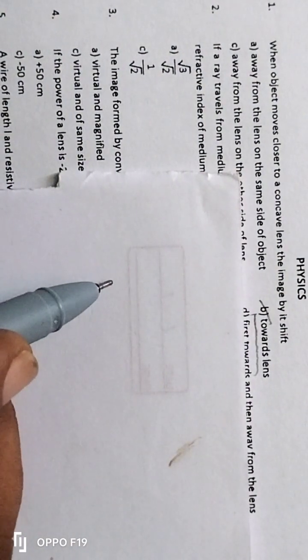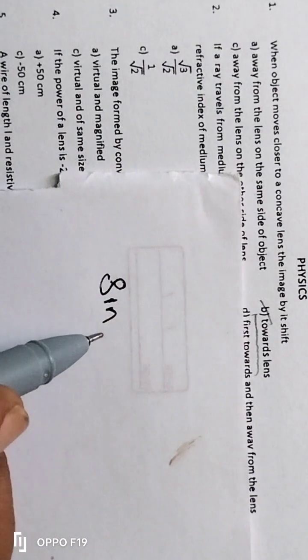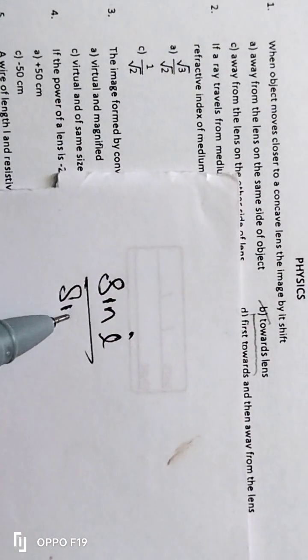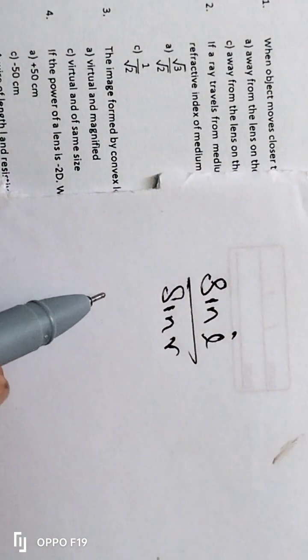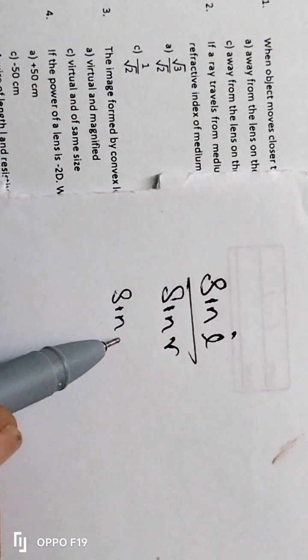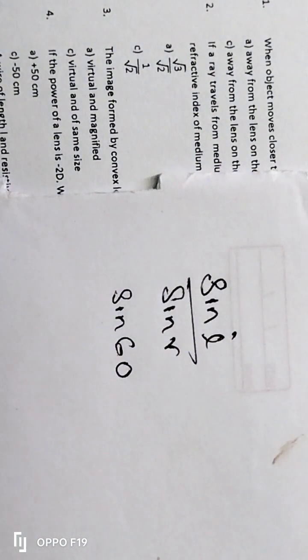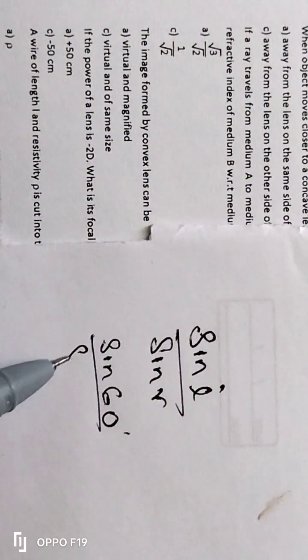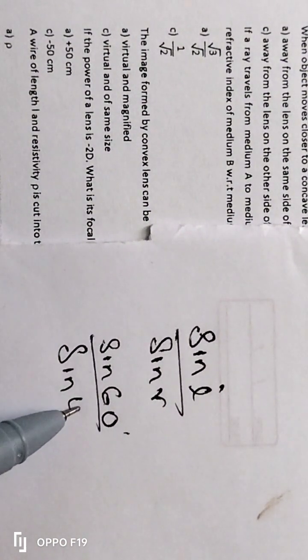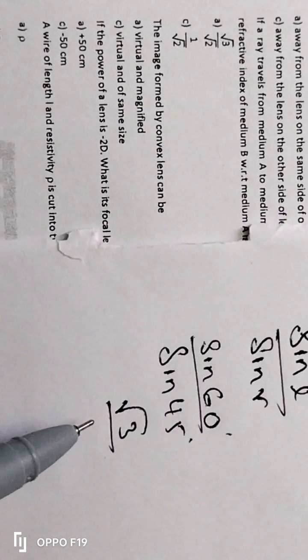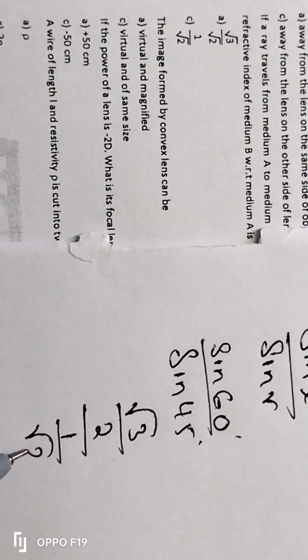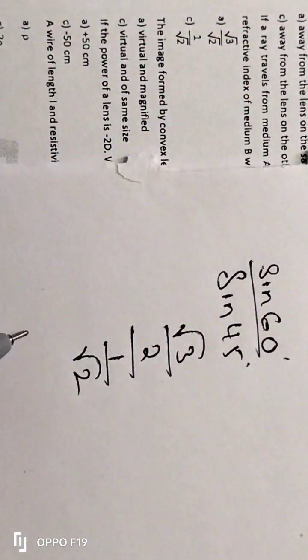According to the second law of refraction, sin i divided by sin r is equal to a constant. Now what has been given? I is 60 degree, so sin 60 degree divided by sin r, where r is 45 degree. Sin 60 degree is root 3 by 2, divided by sin 45 degree, which is 1 by root 2. Now you take the reciprocal.